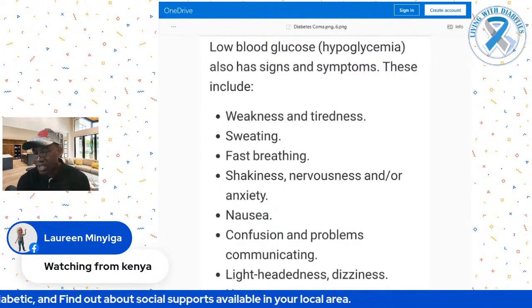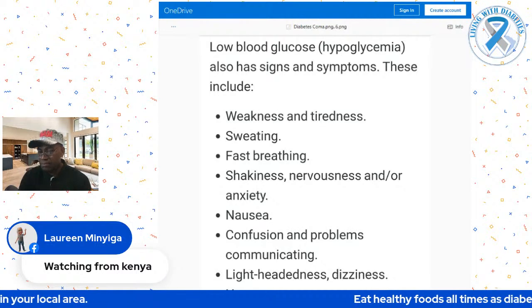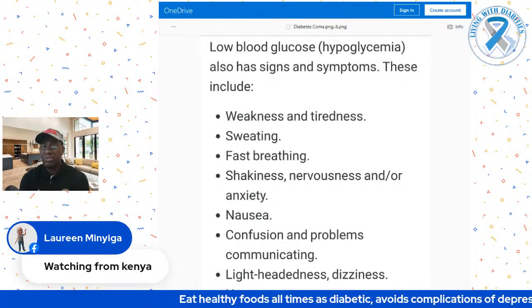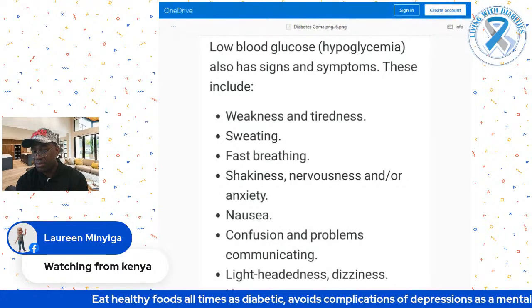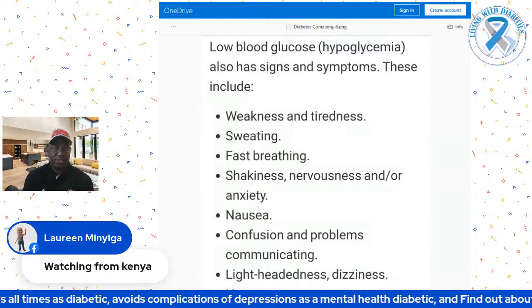You find something that contains sugar. That is when you can drink Coke or drink Fanta just to bring your sugar level up. So from the screen, I'm sharing the symptoms of low blood sugar. So that is it there.